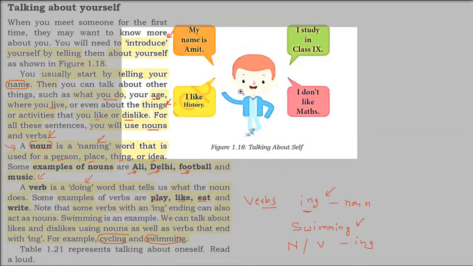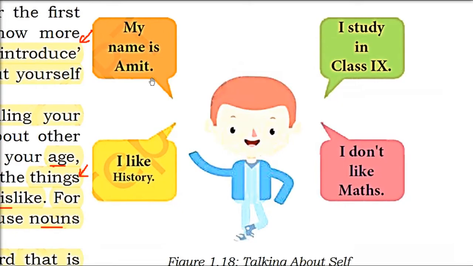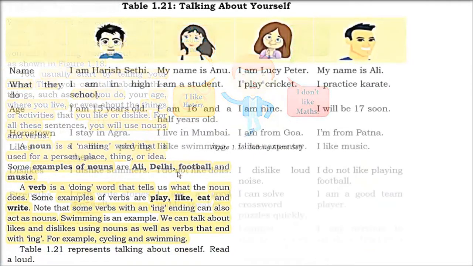I'll give an example. This is talking about self. My name is, whatever your name is. I study or I work here or in this class. I like this subject. I like, say, music. I like history. I don't like, say, football. You can say that I don't like news.